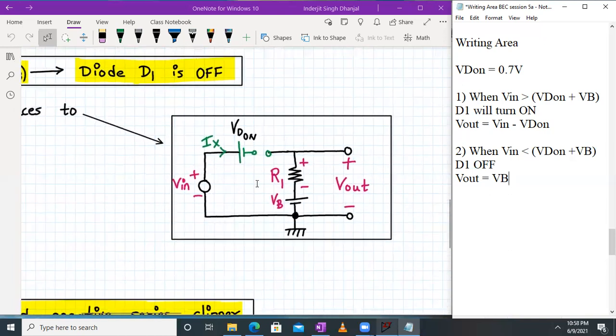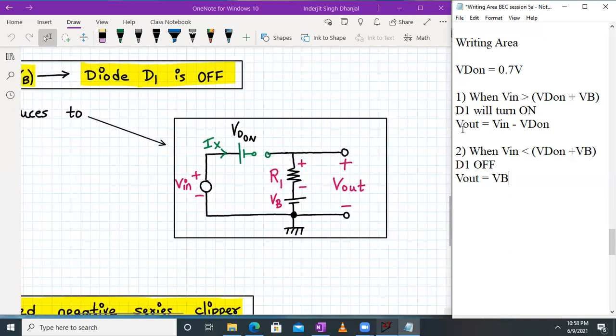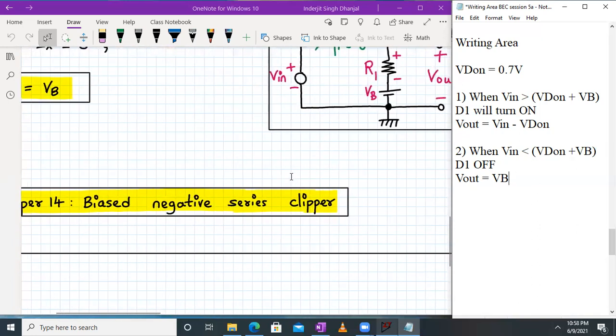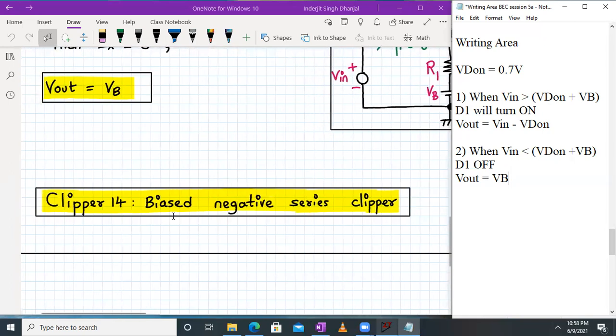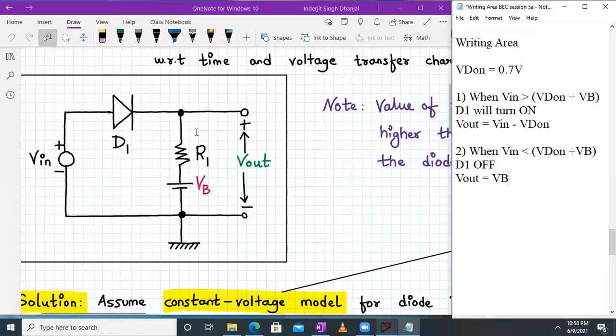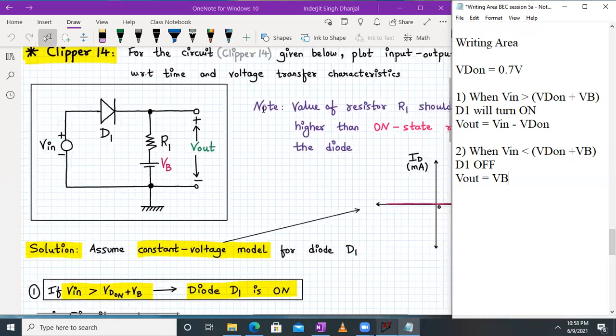So when the diode is on, we know what the output condition is, and when the diode is off, we know the output is never zero. And this type of clipper circuit is called a biased series negative clipper. Why biased? Because of the supply. Why series? Because the diode is connected in series. And why negative? Because it will clip off the negative portion.